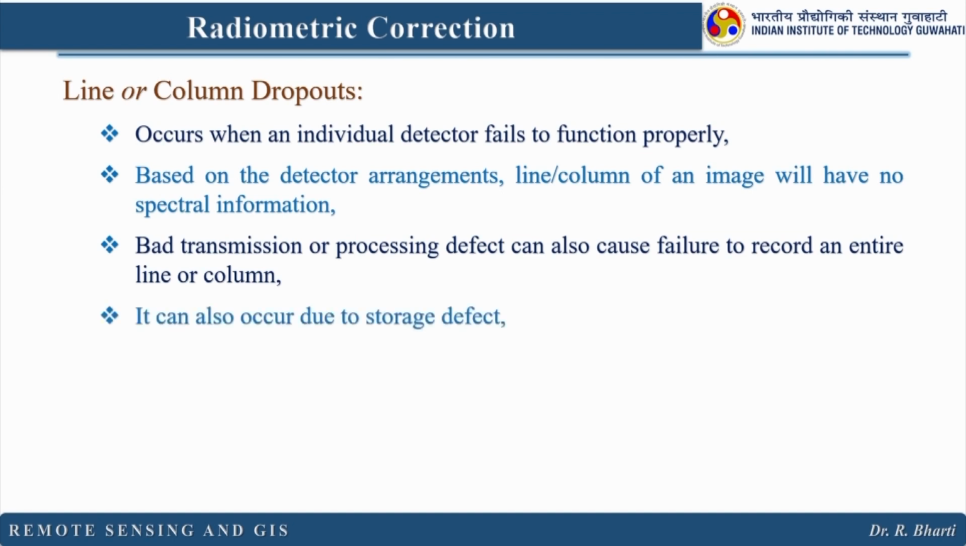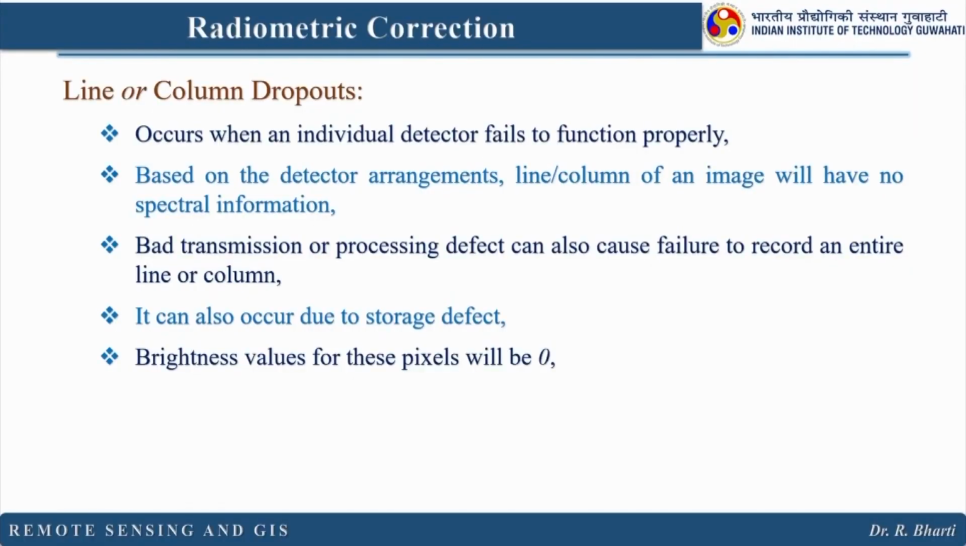It can also occur due to storage defect. So there are lots of things. Maybe your particular detector or sensor was working fine, but when you are storing it or communicating with the ground station, there may be some signal failure or electronics failure. Because of that also you may have a particular line or column dropout. And here the brightness value of these pixels will be 0.